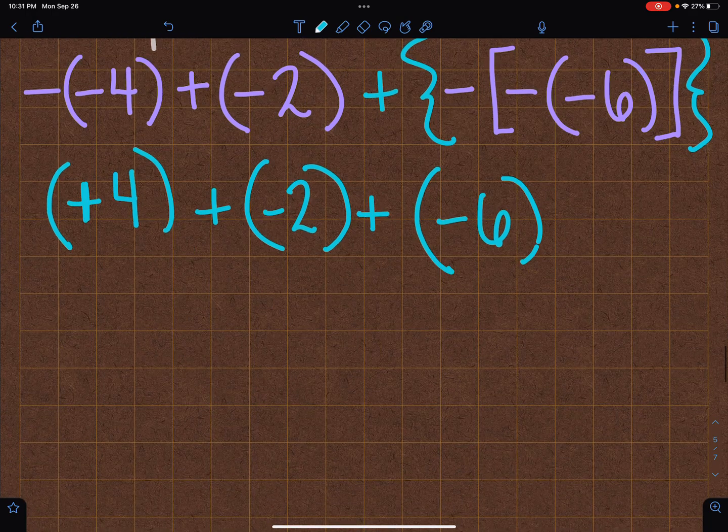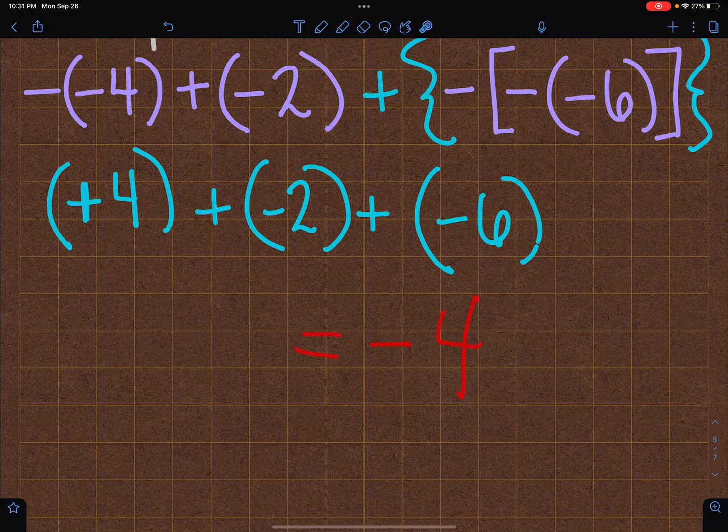Now I'm adding 3 easy numbers. 4 plus a -2. That's the same as 4 minus 2, so we're going to do 2. And then we add -6. So 4 plus -2 is 2. 2 minus 6 is -4.